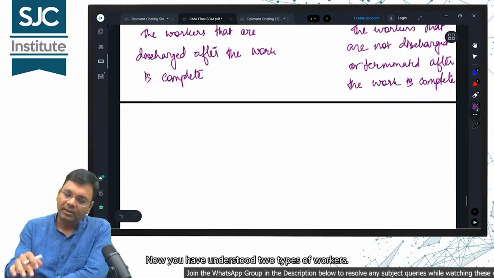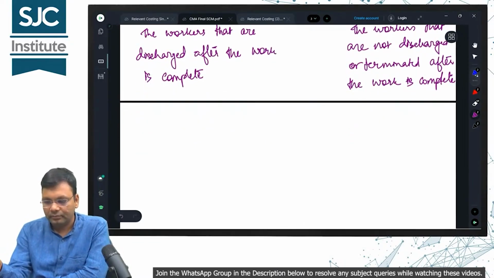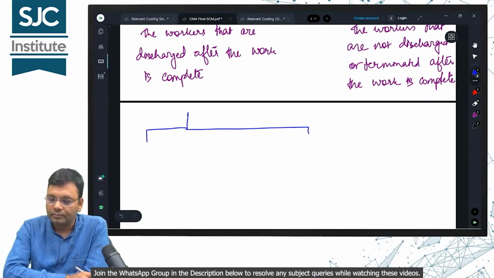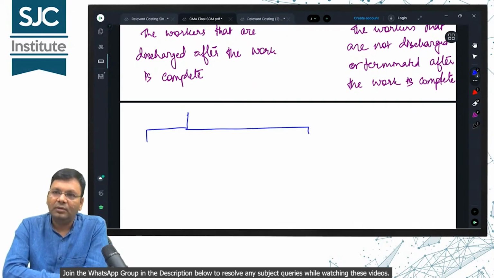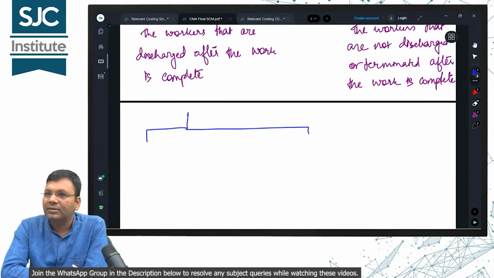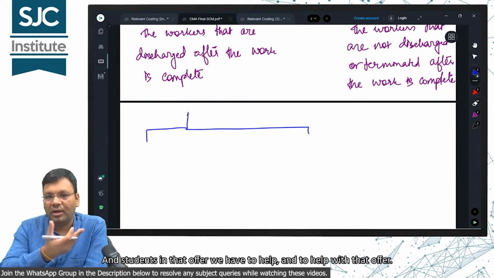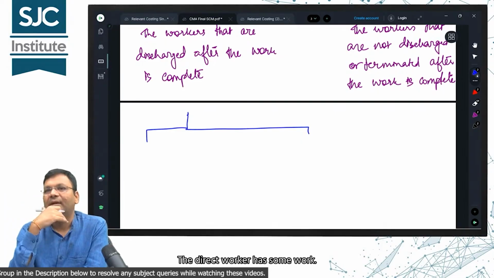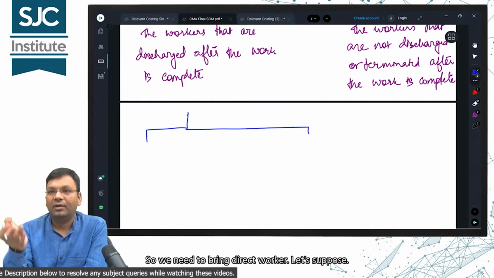Okay? Now you have understood two types of workers. What is the case now? There are two cases. Indirect, you have to think that we have received an offer. And students, in that offer, we have to help. And to help with that offer, the direct worker has some work. So we need to bring direct worker.